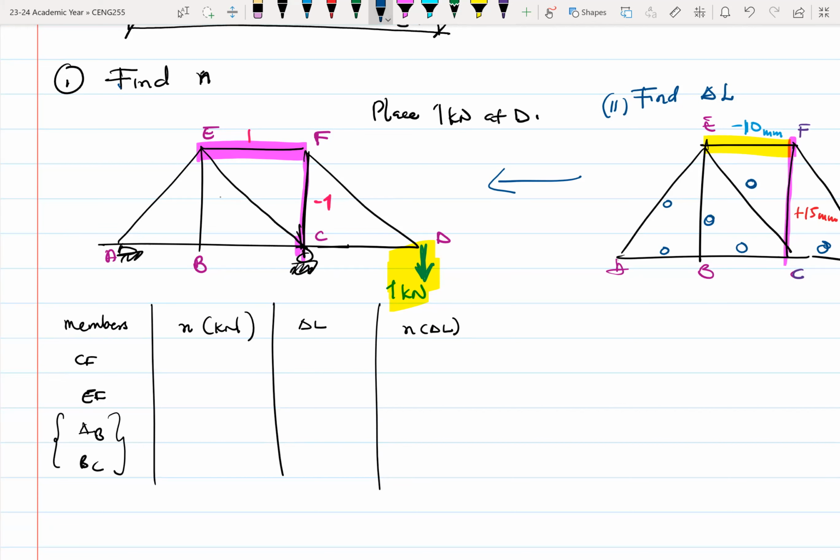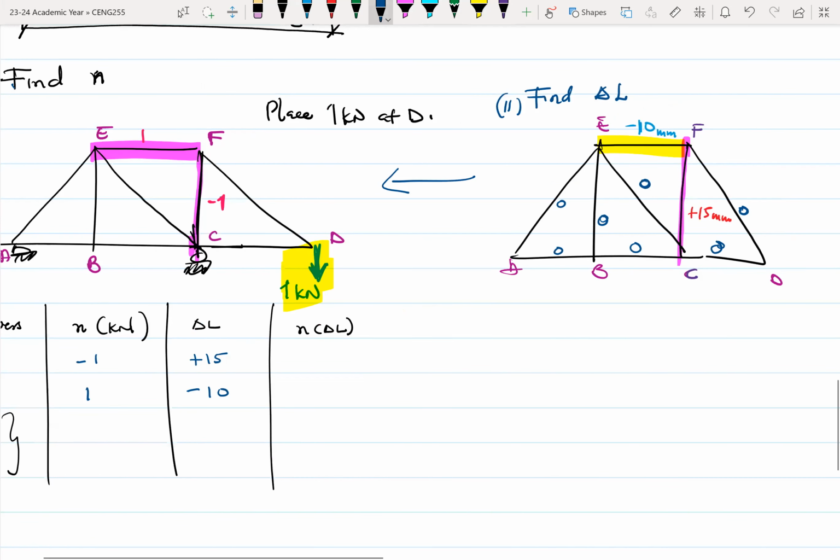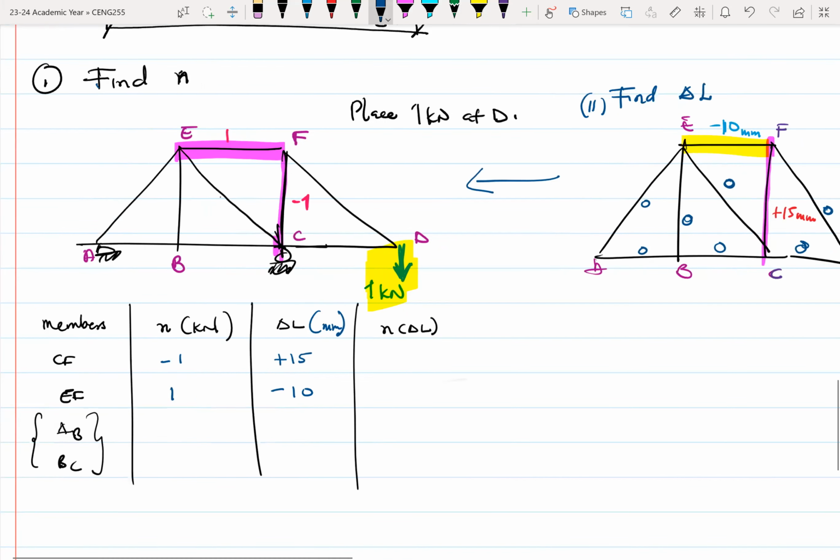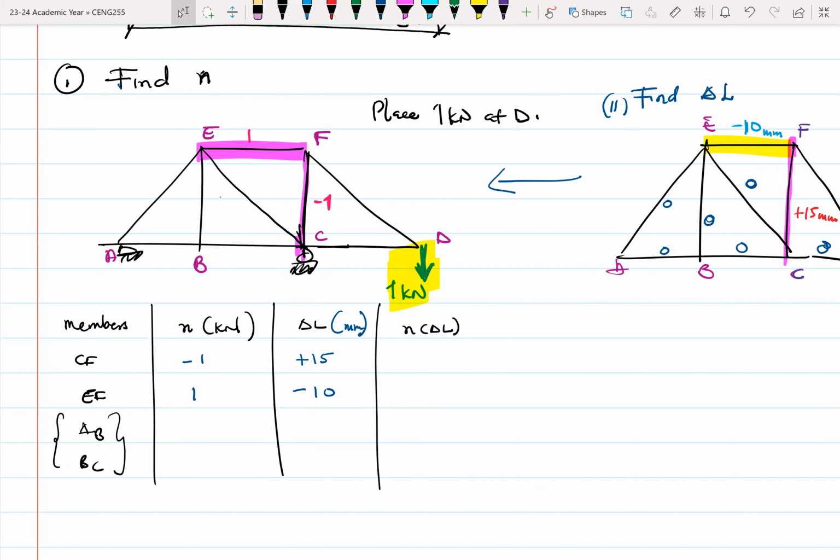So for the n, for CF is -1, for EF is 1, delta L for CF is +15, and then it's -10. This is in millimeters. So you multiply the two and you get -15 and then -10. Please, again, the units are very important. So this one, I'm dealing with kilonewtons and millimeters.